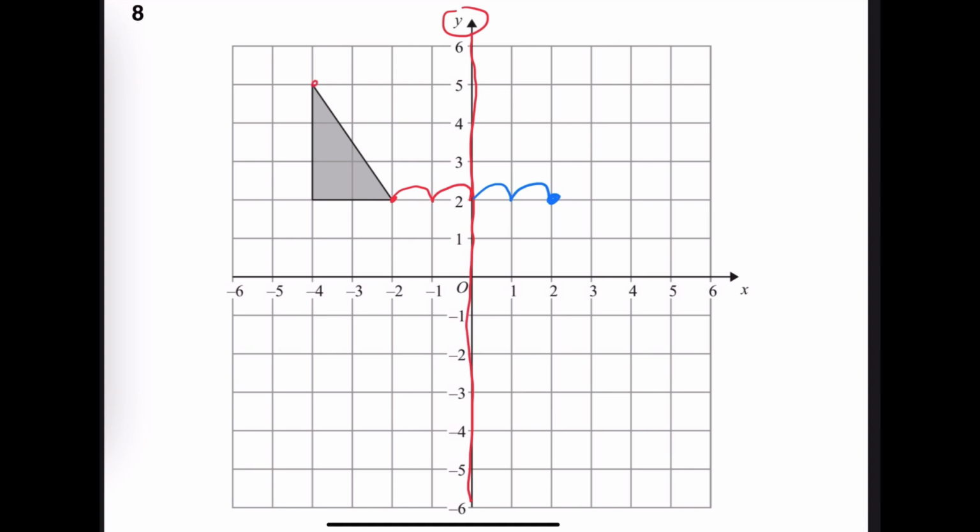Now we do the same for this corner over here. It's 1, 2, 3, 4 away. So it will be 1, 2, 3, 4 this way. And then we are going to take this corner over here. 1, 2, 3, 4 away. Now all we have to do is just link up all the points. So just draw again, and this is the reflection.